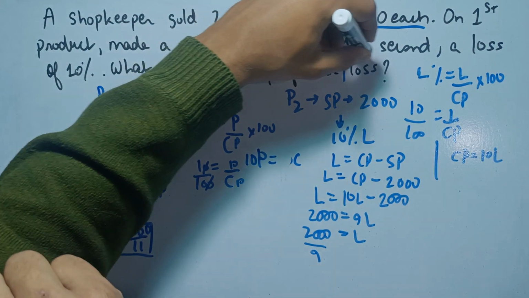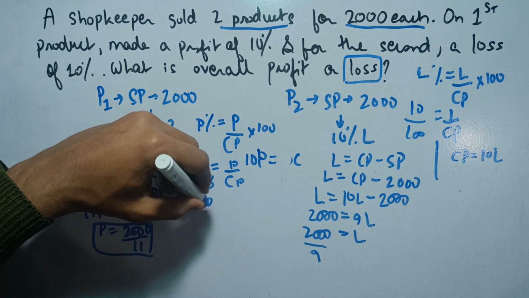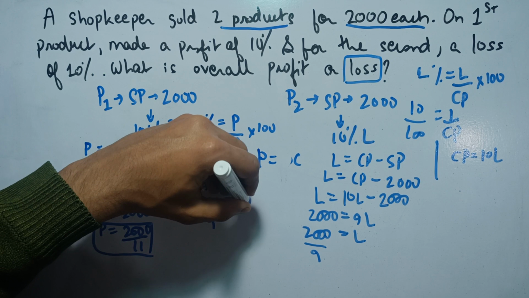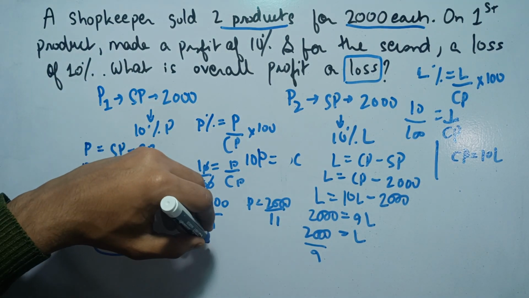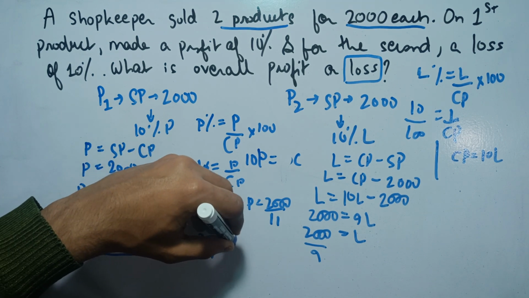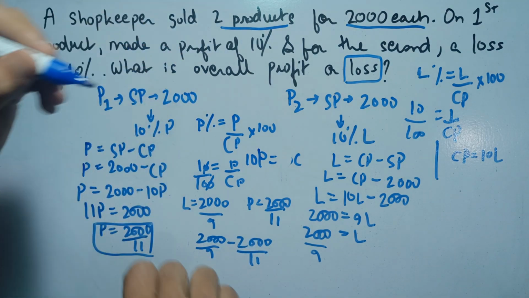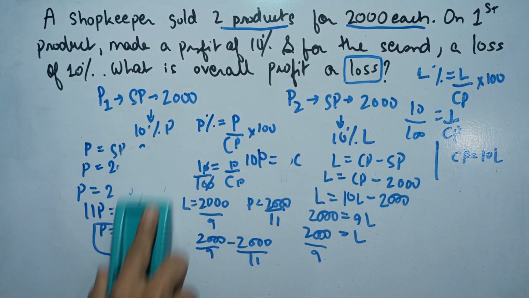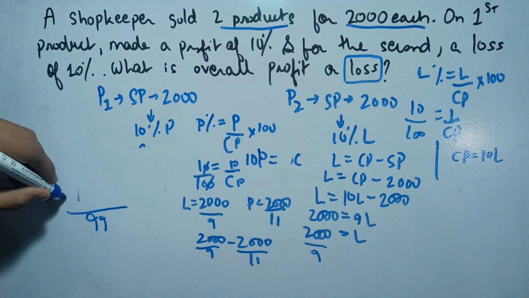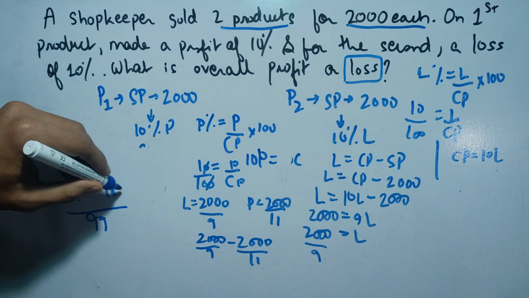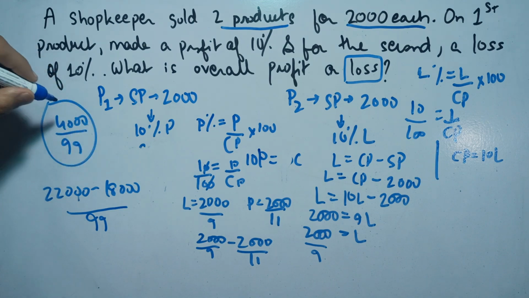They were asking what is the overall profit or overall loss. So there is an overall loss. How much? You have a loss of 2000 by 9 rupees and a profit of 2000 by 11. Just subtract and you will get the overall loss. So 2000 upon 9 minus 2000 upon 11. Take the LCM, you will get 99, and this amounts to 22,000 minus 18,000, so 4,000 divided by 99. This is the overall loss.